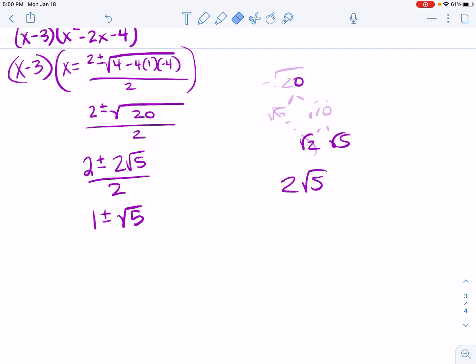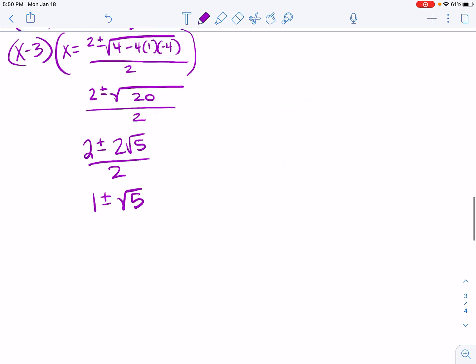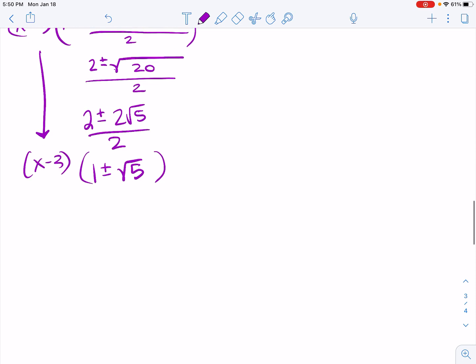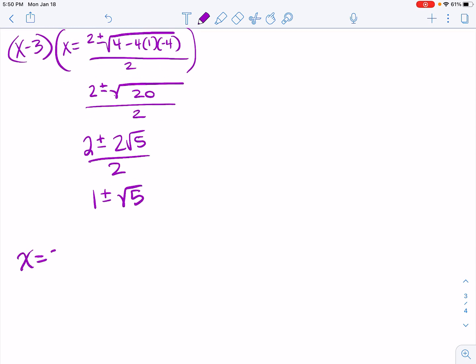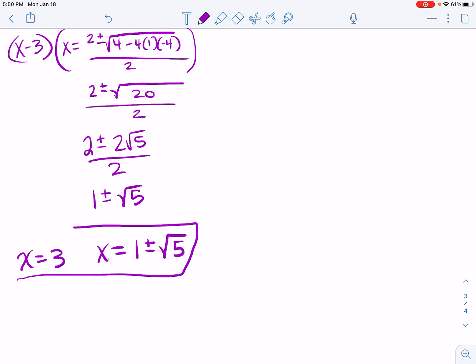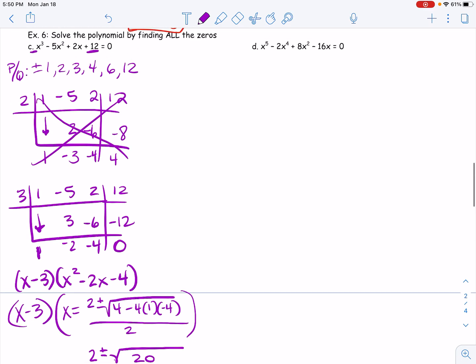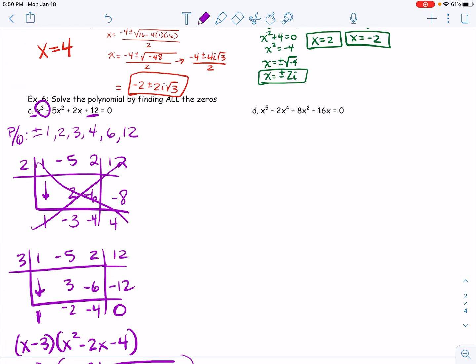So I'm going to erase all this. And then this gives me x minus 3 and then x whatever. So I'm actually going to erase this. This means that x equals 3 and x equals 1 plus or minus root 5, which is not imaginary, it's just irrational. Okay, it's irrational, not rational. So this is 1, 2, 3 zeros, 3 zeros. Cool. And last one.